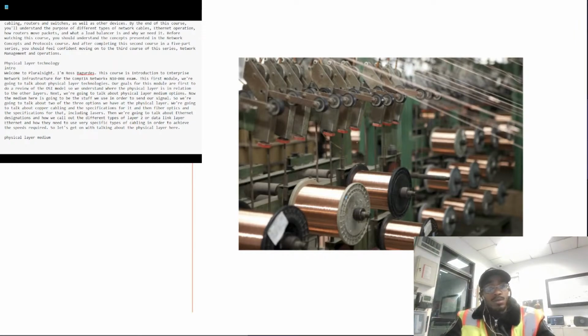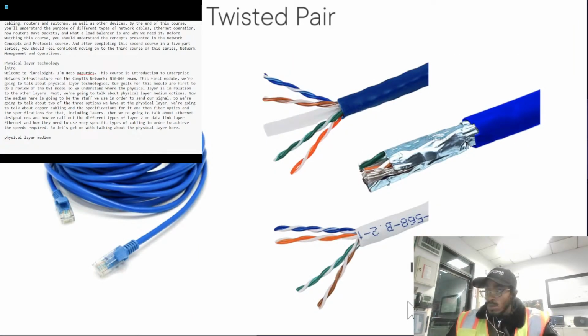The second type of cable that we can use in networking is coaxial cabling. You may even have seen this too in your home if you have a cable modem, and there's actually some types of coax that we can use in data centers as well. Let's start by talking about twisted pair cabling.